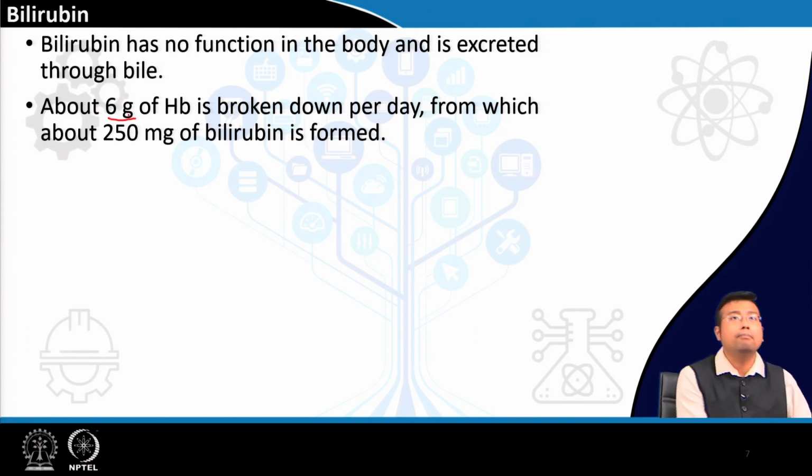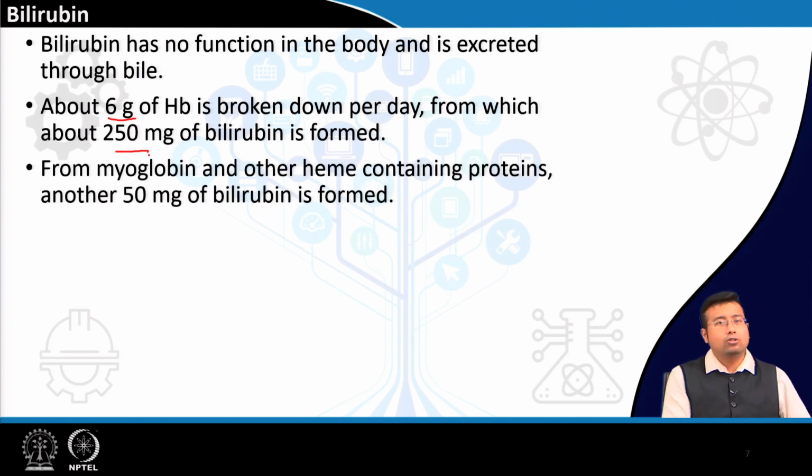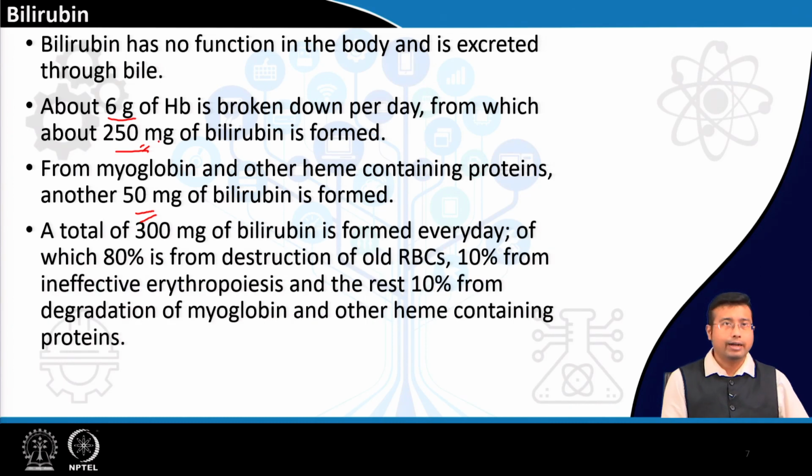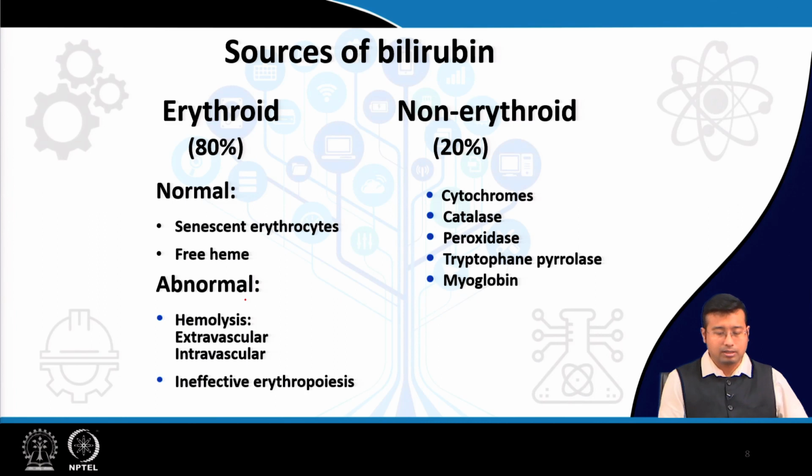So, about 6 gram of hemoglobin is broken down per day, from which 250 mg of bilirubin is formed, right. A very minute quantity, that is 50 mg, is formed from myoglobin and other heme containing proteins, right. So, in total about 300 mg is produced, and 80% is from the old RBCs that are destroyed, 10% from ineffective erythropoiesis and the rest 10% from degradation of other heme containing pigments and myoglobin, alright. So, this is basically the calculation of total bilirubin that is present in our system every day.